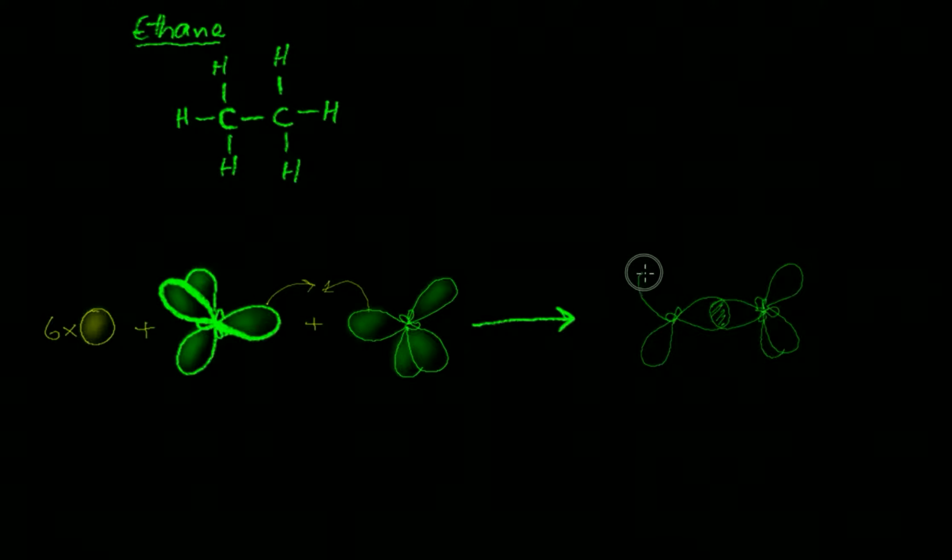Here we are having these hybridized orbitals. Each of these hybridized orbitals will be overlapping with s orbital of hydrogen atoms. And the result will be the formation of this ethane molecule. So there are seven covalent bonds formed in this molecule, and here we are having these overlapping areas where the sigma bonds are being formed.